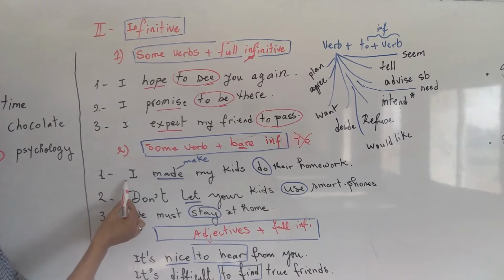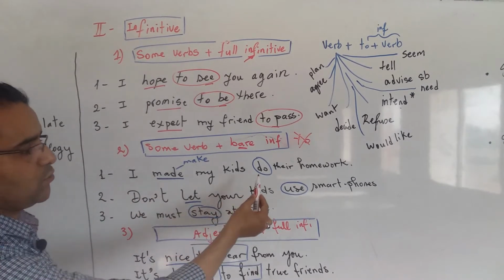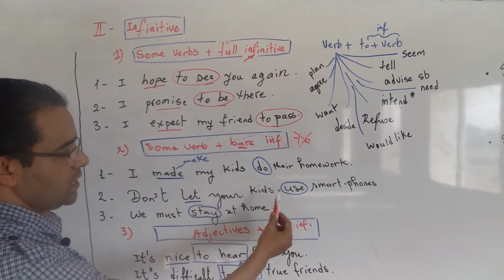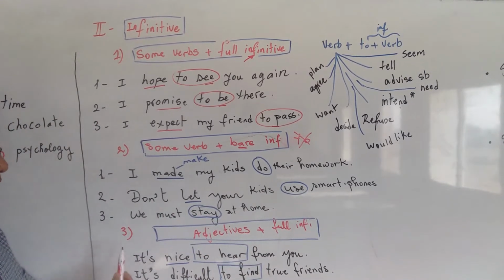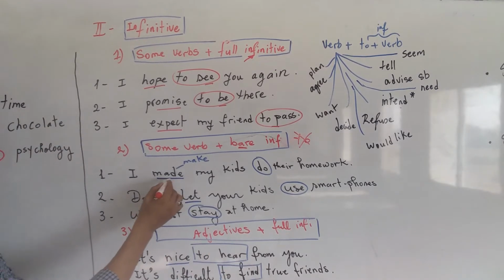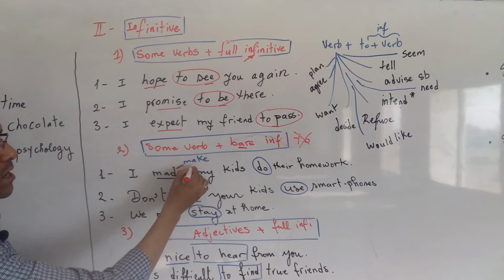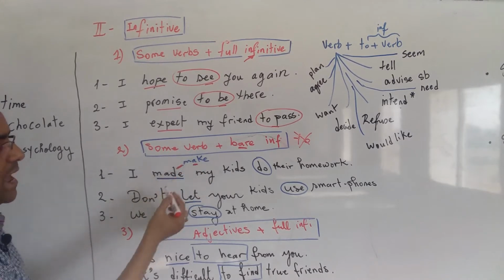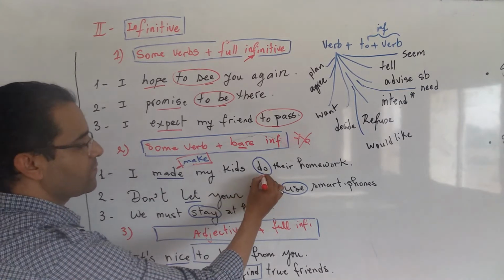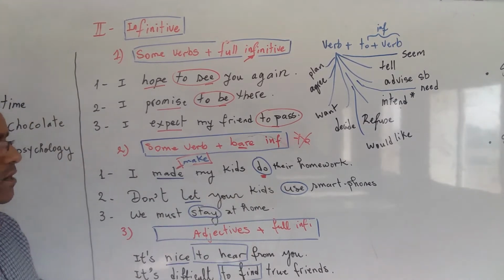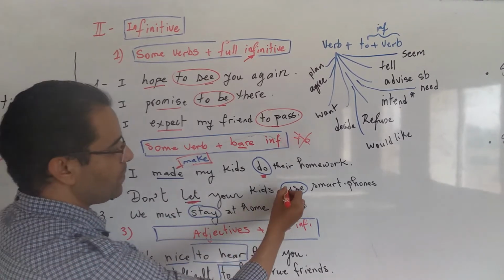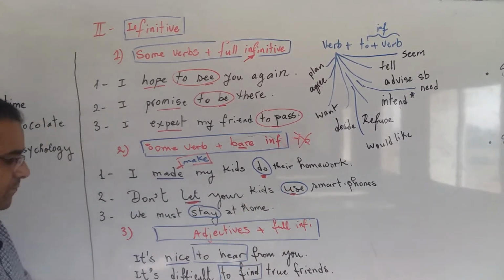The first one, I made my kids do their homework. Don't let your kids use smartphones. We must stay at home. So the first one, of course, made, that is make. This is the passive make. So when we have the verb make, it is followed by bare infinitive. Next, when we have let's, it is followed by bare infinitive.